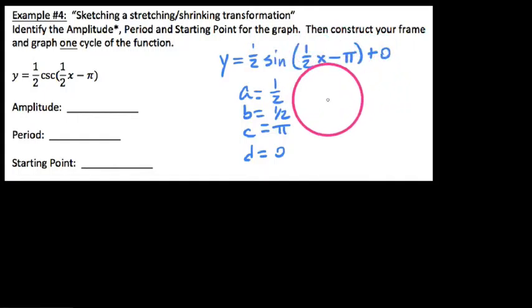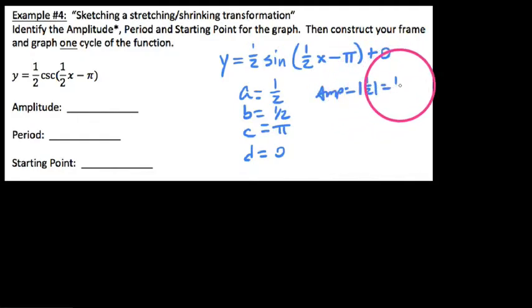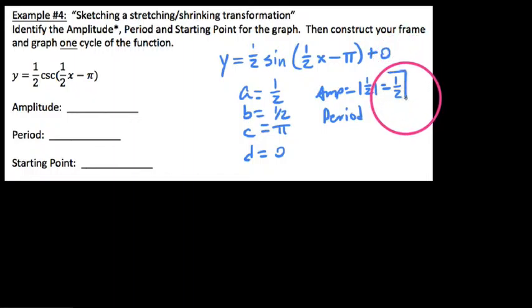And so to graph this, I suppose we need three things. We need its amplitude, and that would just be the absolute value of our a value here. So the absolute value of a half, of course, is just a half. And so we say the period. We need the length of the frame. We have the height of the frame with the amplitude. We need the length of the frame.